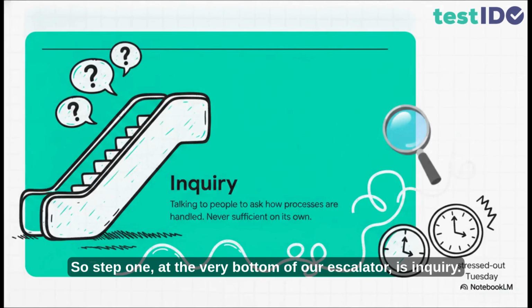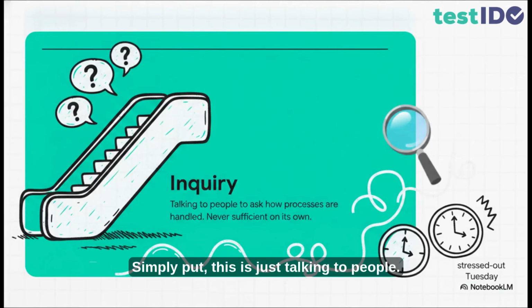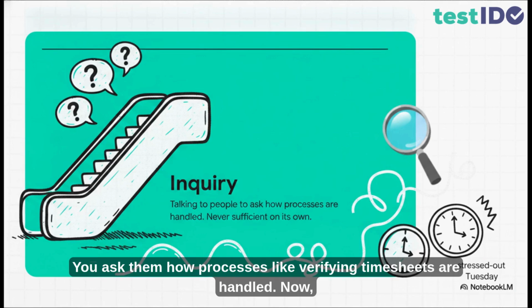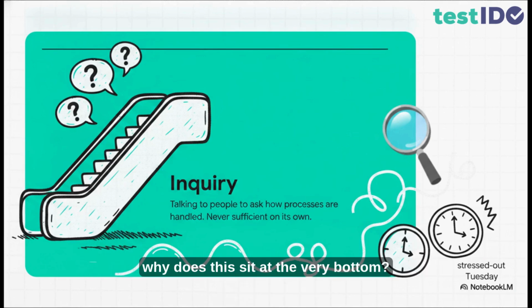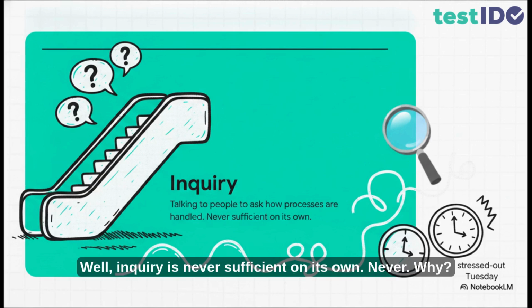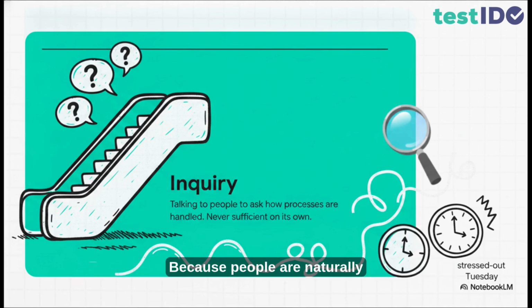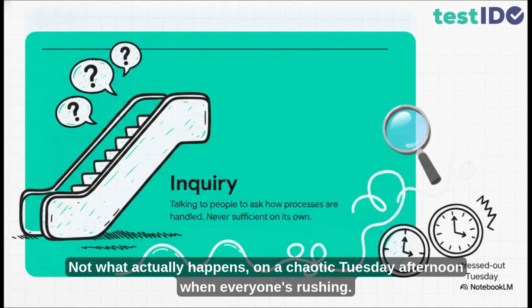So step 1, at the very bottom of our escalator, is inquiry. Simply put, this is just talking to people. You ask them how processes like verifying timesheets are handled. Now, why does this sit at the very bottom? Well, inquiry is never sufficient on its own. Never. Why? Because people are naturally going to tell you what they think you want to hear, or what the manual says they're supposed to do, not what actually happens on a chaotic Tuesday afternoon when everyone's rushing.